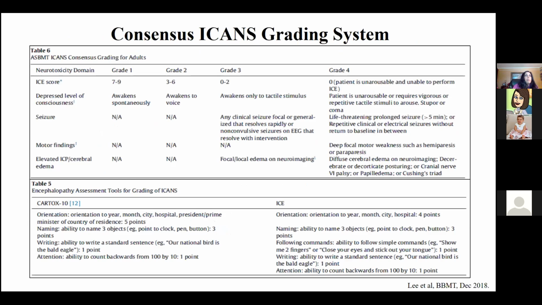The consensus ICANS grading system was developed by ASTCT as well, and it looks at 5 components. It looks at the ICE score, depressed level of consciousness, whether the patients have seizures, motor findings, or elevated intracranial pressure. And I think I just saw a question from someone about EEG.